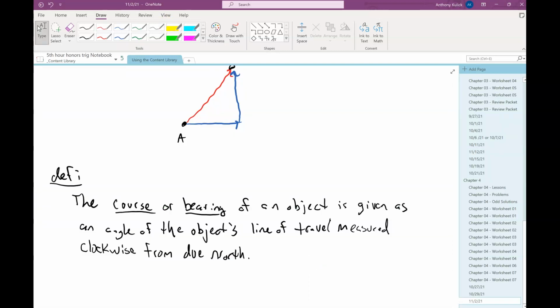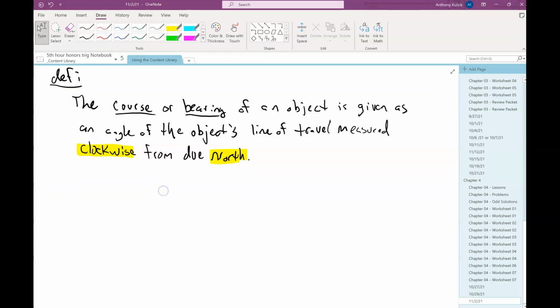So a course or bearing of an object is given as the angle of the object's line of travel measured clockwise starting at due north. So very different than how we've defined our standard position angles previously. The first order of business is going to be converting between a bearing and standard position. So let's take some bearings and convert them to standard position angles.